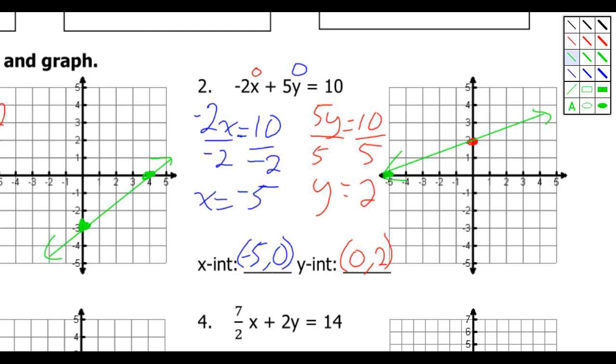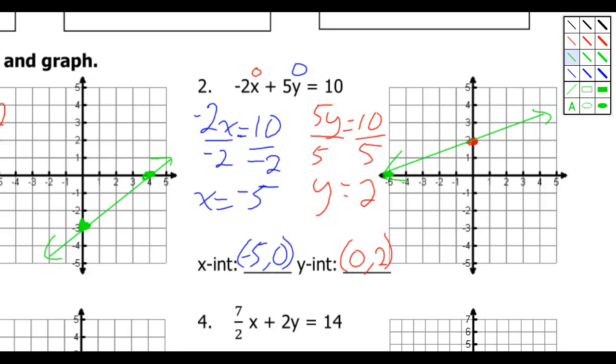So the one really important thing to keep track of is what you are plugging in a 0 for. For the x-intercept, it's always backwards. The y is 0 because you're hitting the x-axis. You're not getting off the ground. For the y-intercept, the x is 0 because you're not going left and right. So that's really the one thing to make sure you keep straight.